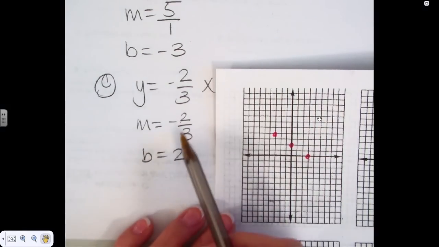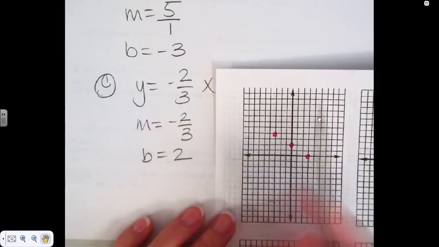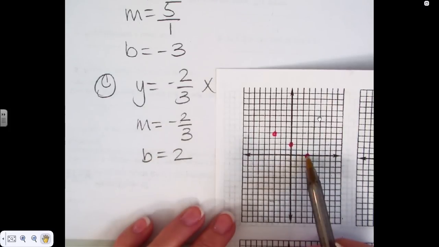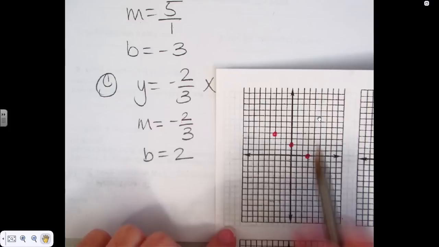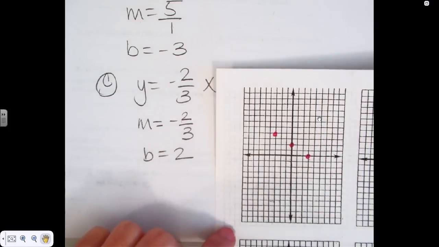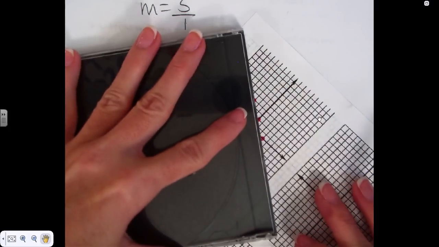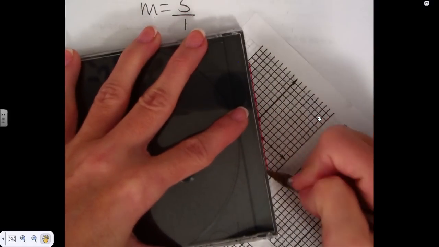Okay, again, what I did here, negative 2/3. Negative means I'm going down. So down 2 and then right 3. Then if I go down and right 3, then I need to go up and left 3. And then connect it all the way through. And there's your graph.